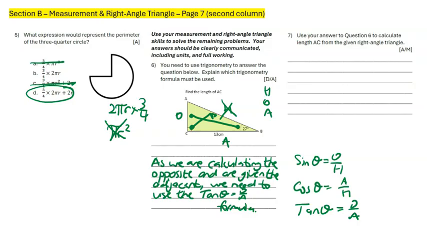And this here is basically saying from the answer in question 6, so we've decided we need to use tan. They actually want us to go ahead and calculate length AC. So let's jot down the formula. So tan angle equals O over A. We can pull out the information that we need. So O is our unknown variable. So let's actually call that X.